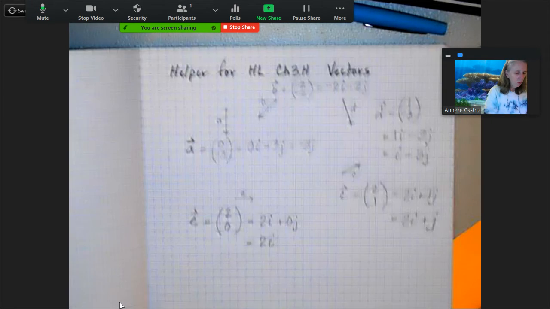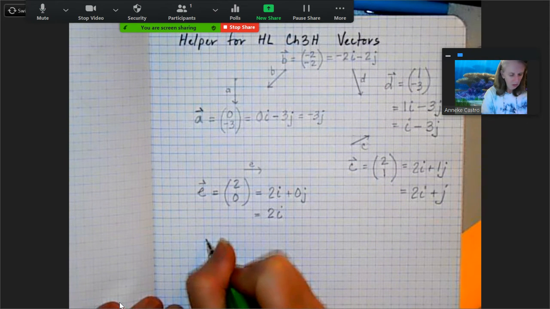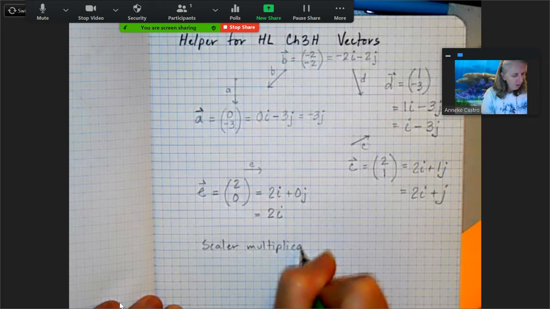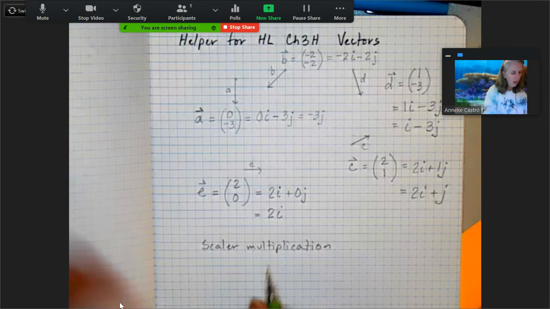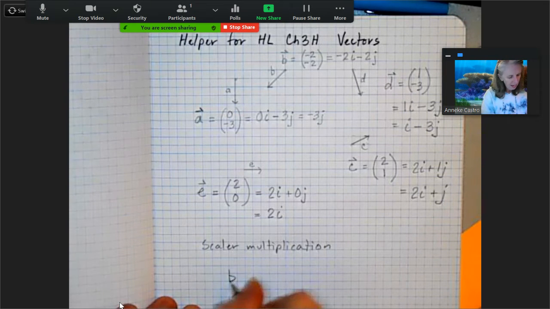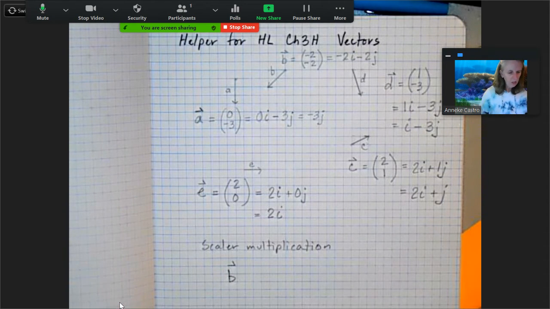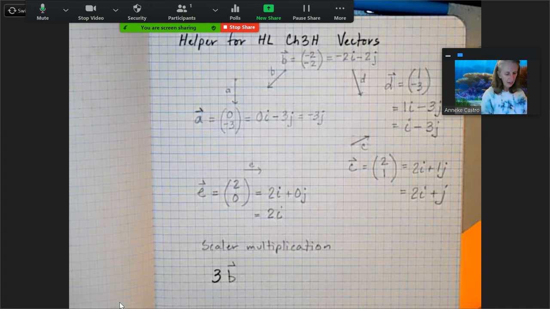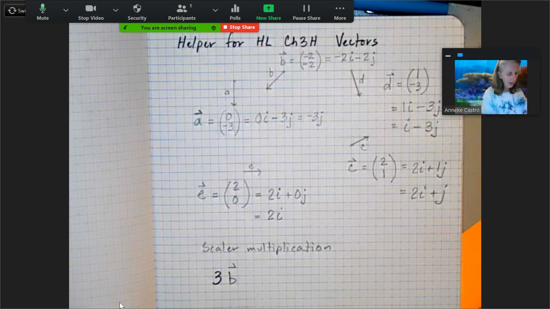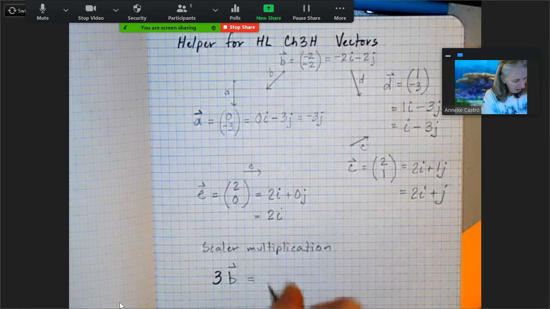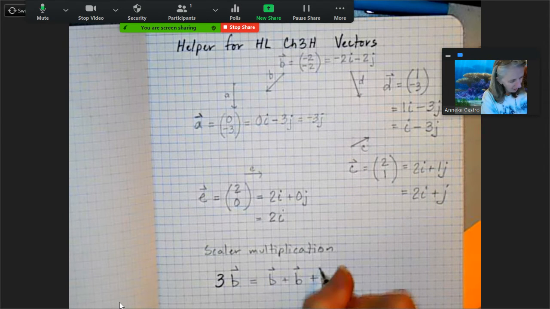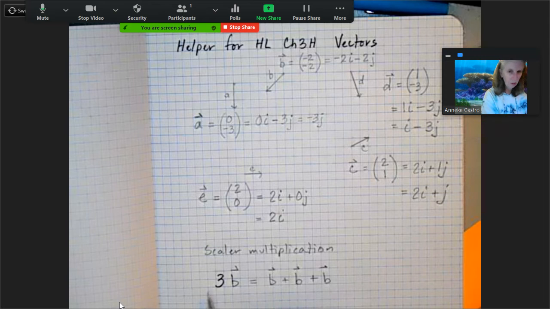All right, another thing we can do is what's called scalar multiplication. So what if I had vector b, and I said I want to scale it, I want to do scalar multiplication on it by the number 3. That means I have 3 of those vectors, and I'm going to put them end to end. This is the same thing as saying I have vector b plus vector b plus vector b. Just like combining like terms, b plus b plus b is equal to 3b.